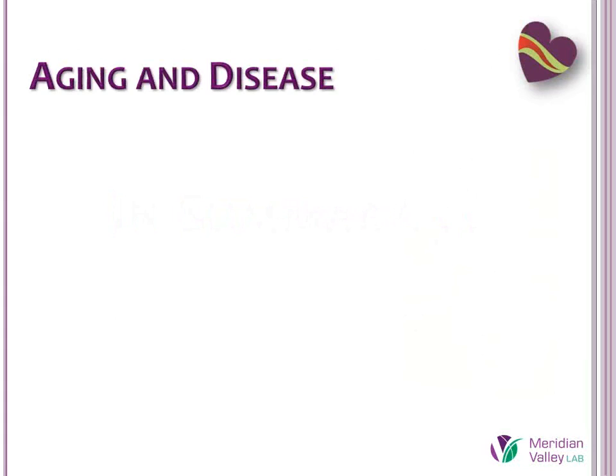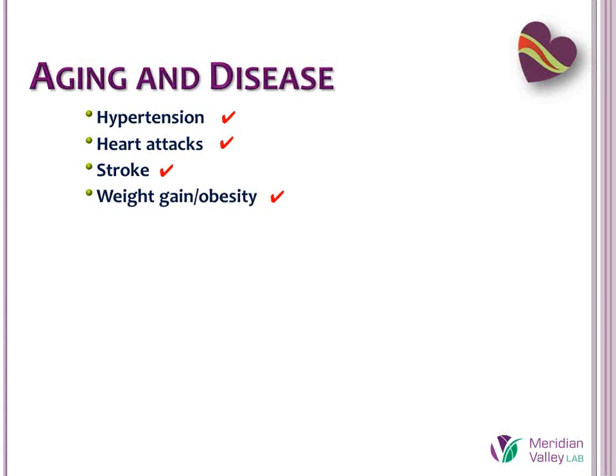So in summary, let's look again at that list of conditions that are associated with aging and see how blood viscosity is related to each one. So hypertension, heart attack, stroke, that's pretty obvious. Weight gain and obesity. Well, there's clear evidence that obesity is associated with elevated blood viscosity. This may be because the things that contribute to weight gain also contribute to blood viscosity. Metabolic syndrome and diabetes, we can see, are direct contributors to elevated blood viscosity.